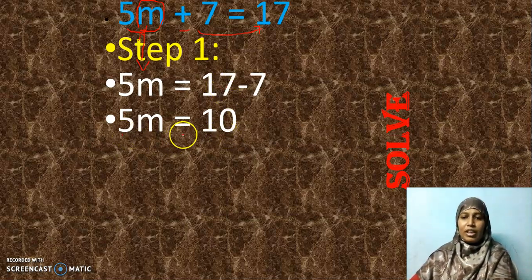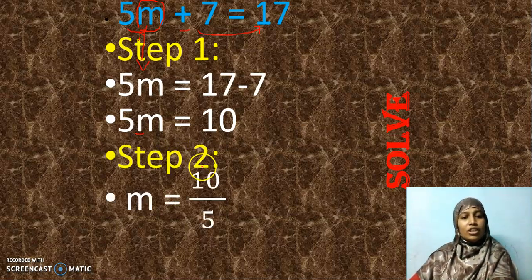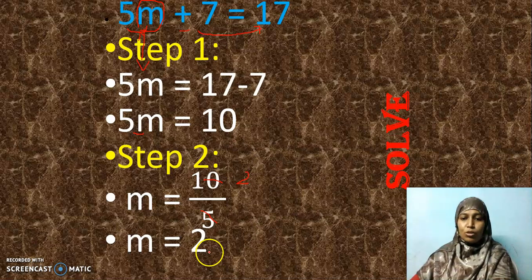Now you are familiar now. Now it's very simple now. Only one operation and it is a multiplication. So how will it get transposed? It comes to the denominator, division. When it is in multiplication, it comes to division. It comes as a divisor. Okay, so 1 5 is 5, 2 5s are 10. So what will be my answer? m is equal to 2.